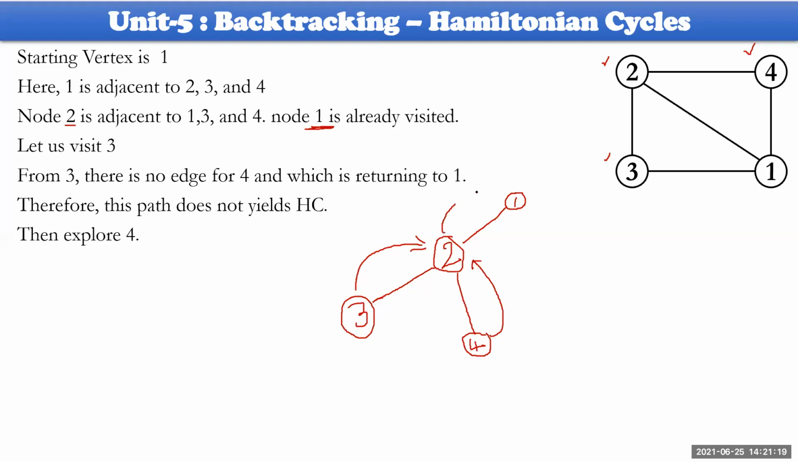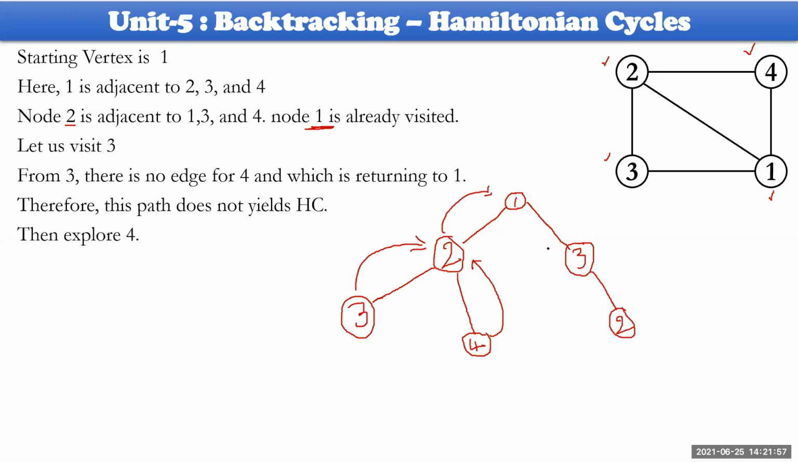So again, you must backtrack to 1 and try to visit. If you take 2 as the path, it could not yield a proper Hamiltonian cycle. Therefore, I'd like to go ahead with edge 3, that is 1 to 3. 3 is incident on 2 and 1, and 1 is already visited here. So let me select 2.